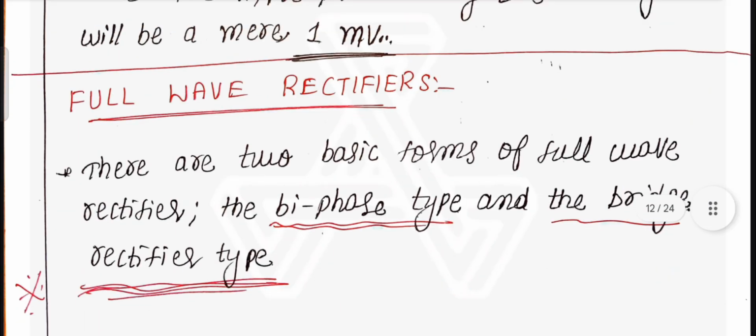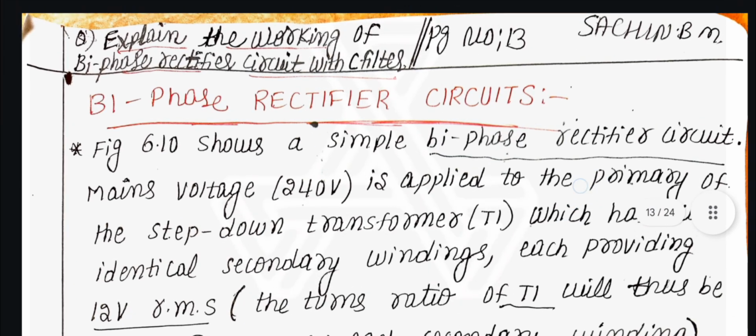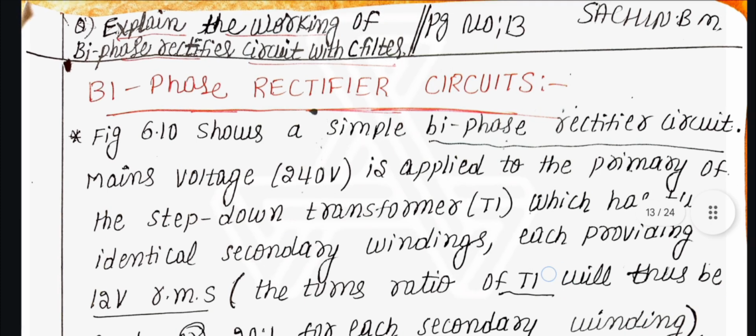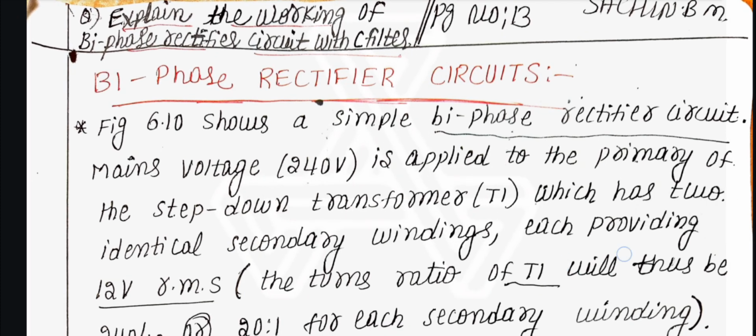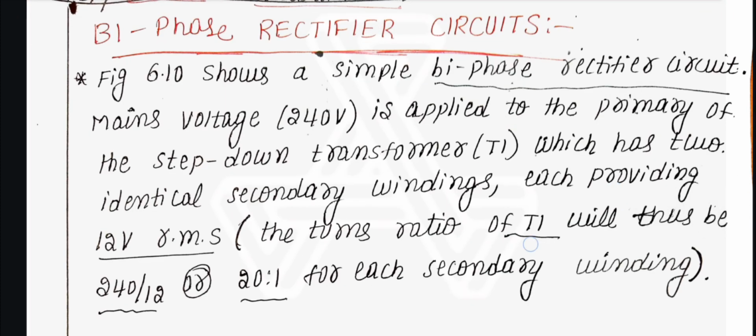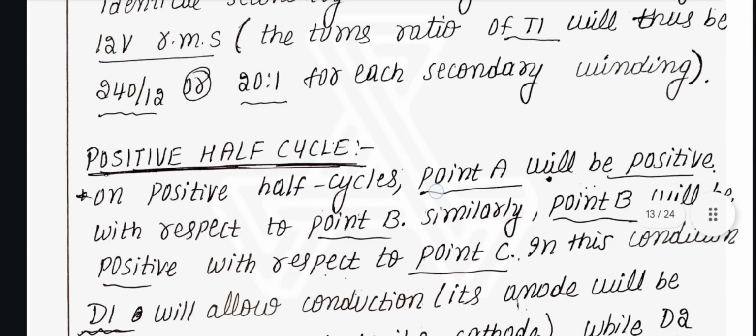Rectifiers. There are two basic forms of full wave rectifiers: biphase type and bridge rectifier type. Working of biphase rectifier circuit with C filter. Figure 6.10 shows a simple biphase rectifier circuit. Mains voltage 240 is applied to the primary of step-down transformer T1, which has two identical secondary windings, each providing 12 volt RMS. The turns ratio will thus be 240 by 12, that is 20:1 for each secondary winding.